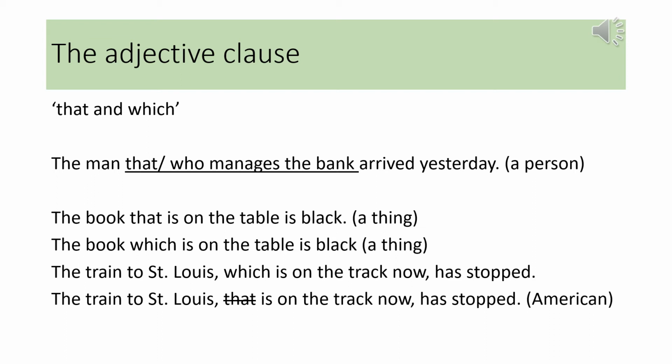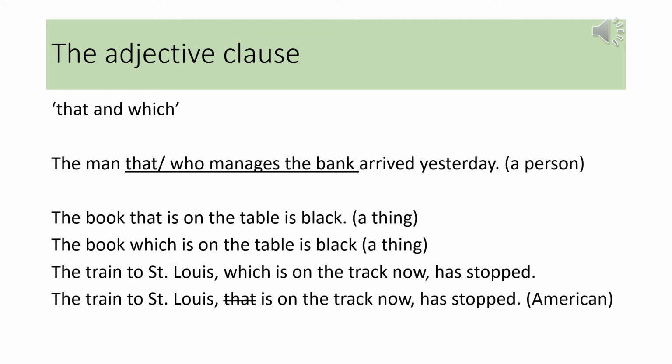That's fine. In the next sentence here, though, notice the train to St. Louis, comma, which is on the track now, comma, has stopped. This is your adjective clause here, and it's non-identifying. In British grammar, they will put a comma in front of which for a non-identifying adjective clause, and they will use which again for the identifying adjective clause. So they'll use which in both cases. However, in American grammar, you never put a comma in front of that. You always use which. Okay, so that's the big difference there.